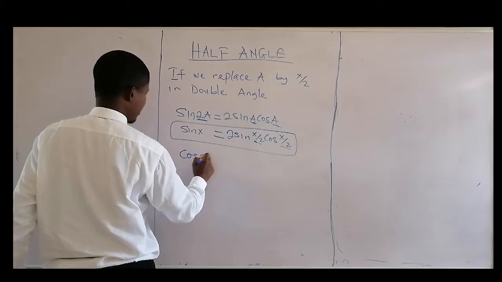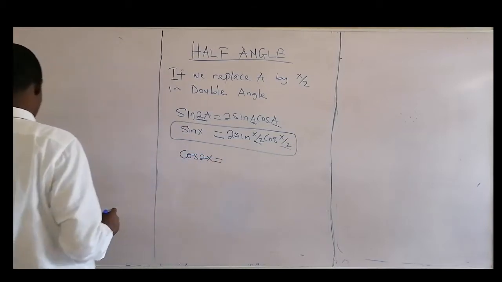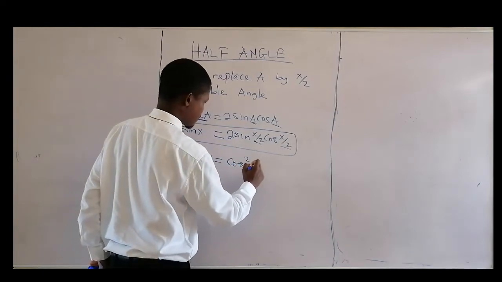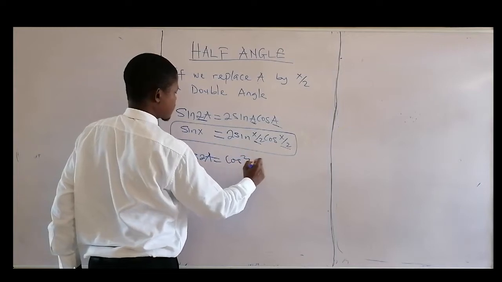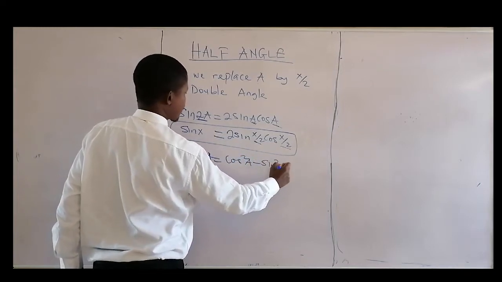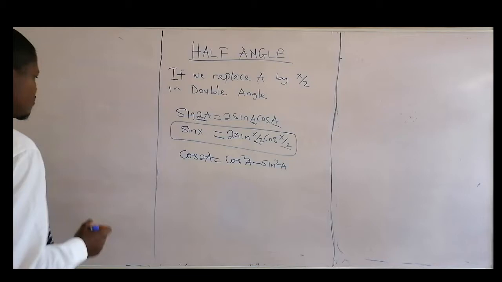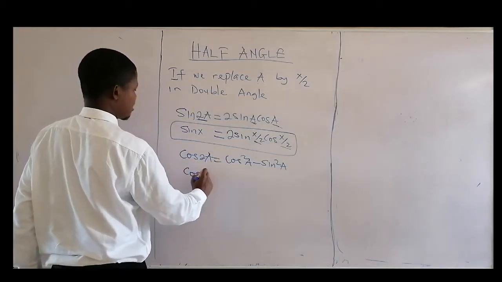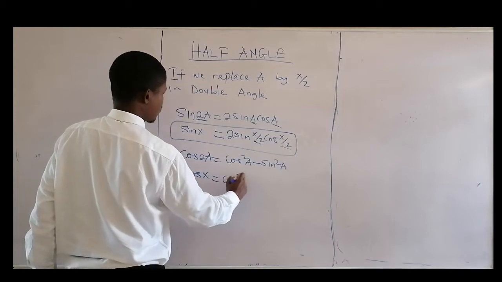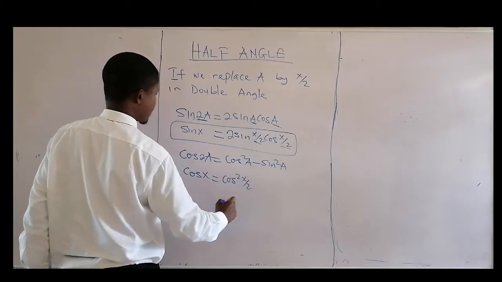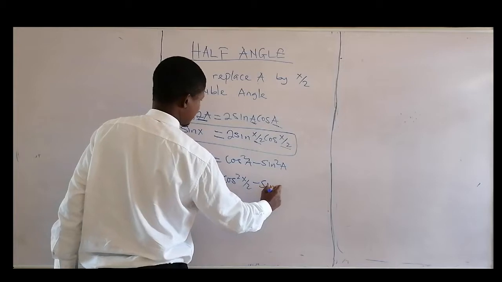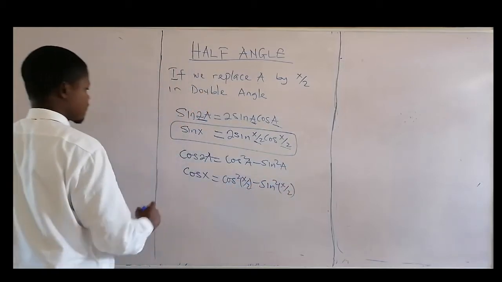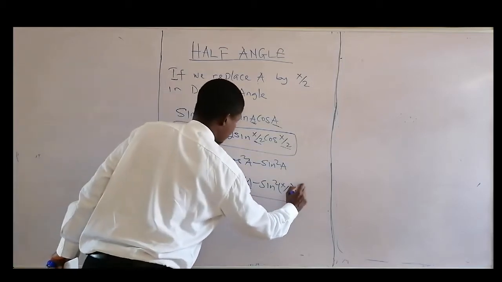Let's see for cos 2x. We said is what? cos square a minus sine square a. So this one, a is what? x over 2. So that will be cos x equal to what? Cos square x over 2 minus sine square x over 2. Okay? That's for cos.